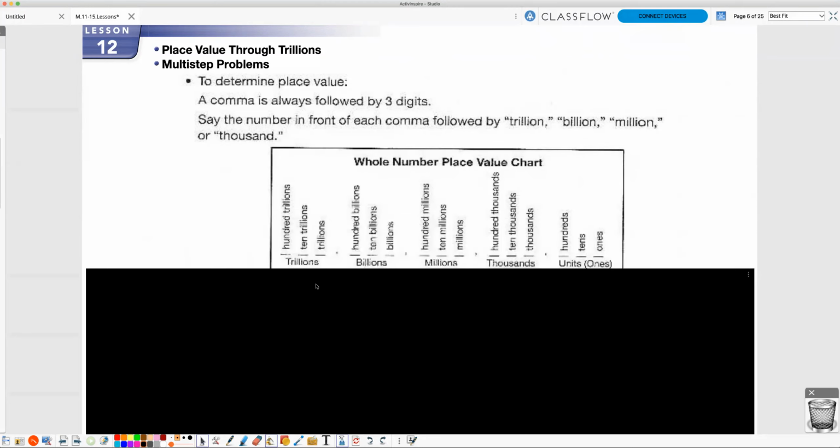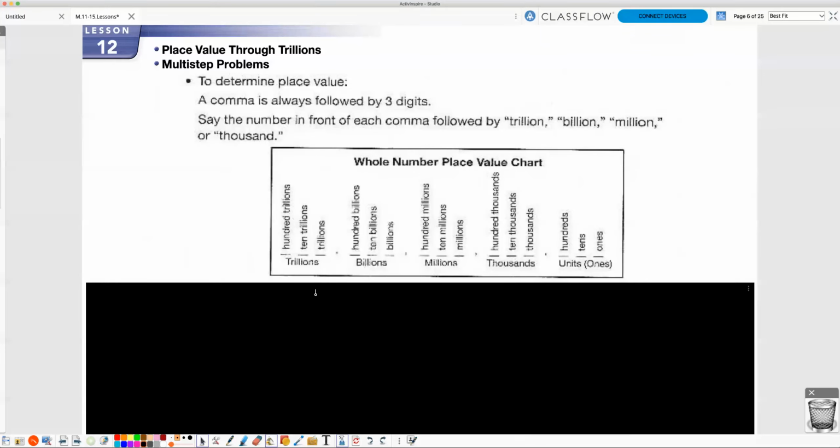So for example, here's your whole number place value chart, starting with ones, tens, hundreds, then there'd be a comma, then it's the thousands, 10,000s, 100,000s, and then another comma, millions, 10 millions, 100 millions, comma, billions, 10 billions, 100 billions, comma, trillions, 10 trillions, 100 trillions.